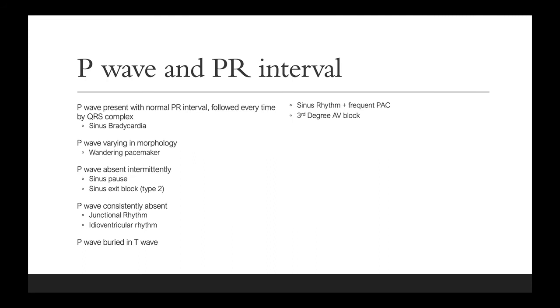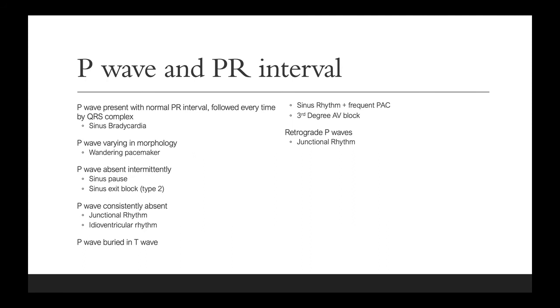If the P waves are buried in the T wave, it could be sinus rhythm with frequent PACs, and again sometimes in third degree AV block, some of the P waves might be buried in the T wave. So it's always important to look at the T wave also for any change in its pattern, like a notching of the T wave, which might actually be a P wave which is buried in it.